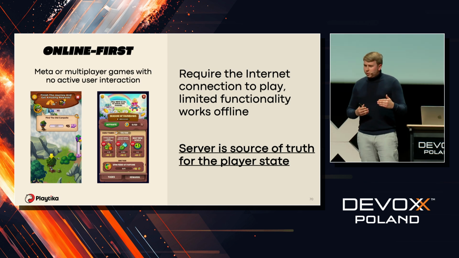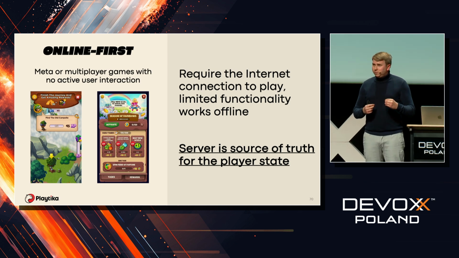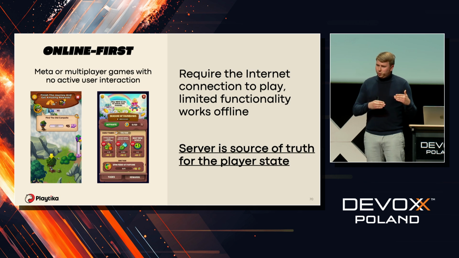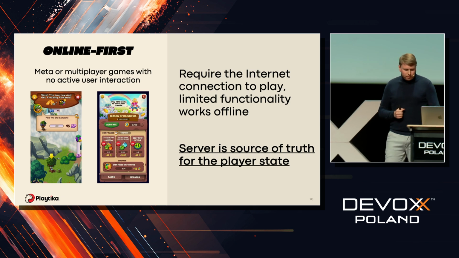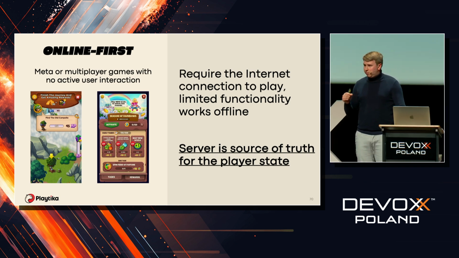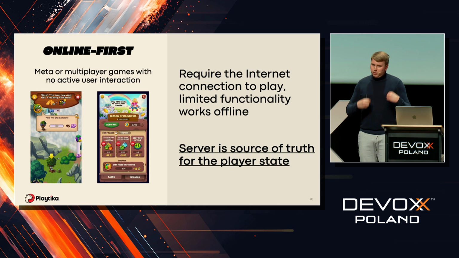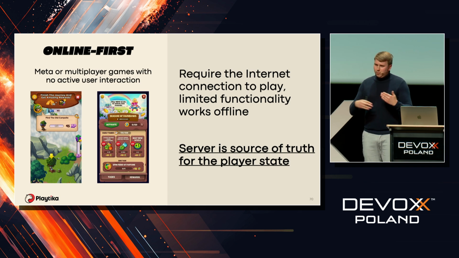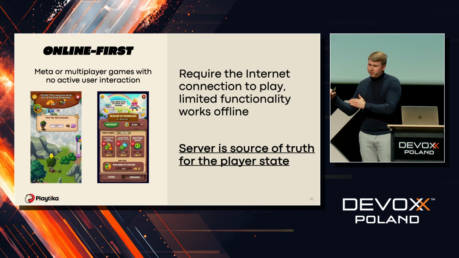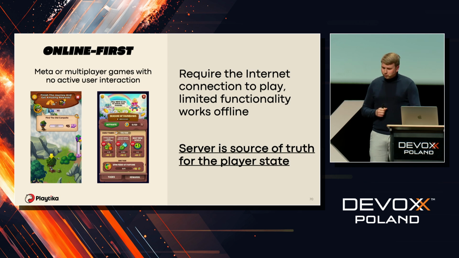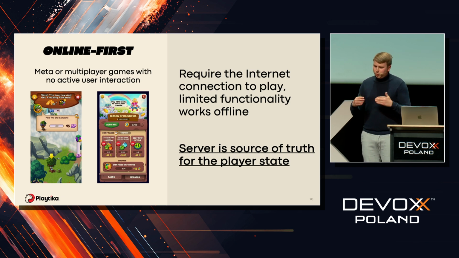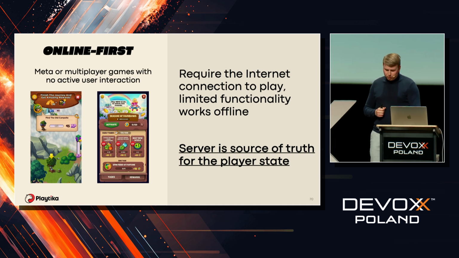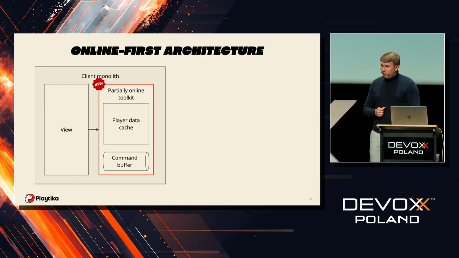Online first features require the internet connection to play. So we always need to make server calls. It could be some limited functionality offline. I've shown you this event buffer, so we can collect some commands in the buffer and send those commands to the server. But the server is the source of truth for the player state. That means in case we are offline, we can do some computation offline, but whenever we synchronize the data to the server, then we trust the server. So the client can temporarily be the source of truth, but only until the connection is restored.